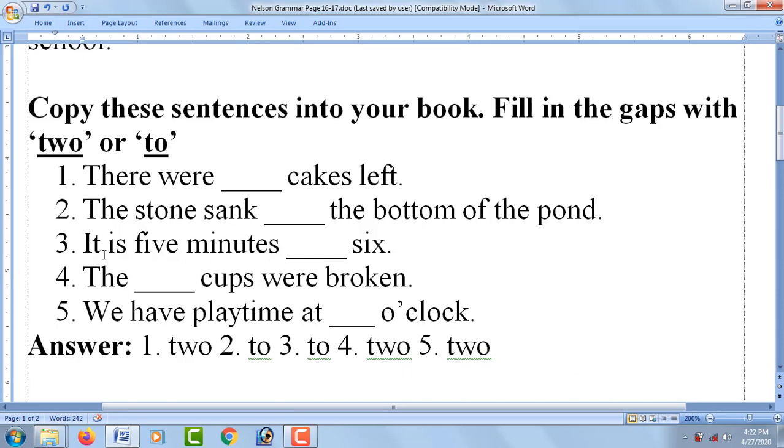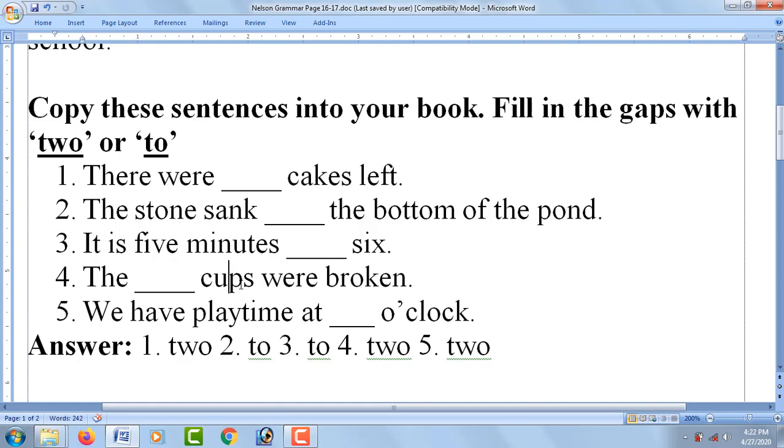Number 3, it is 5 minutes dash 6. That means we use TO to say times, especially when something is less than. Especially 5 minutes to 6 means we need another 5 minutes to be 6 o'clock.